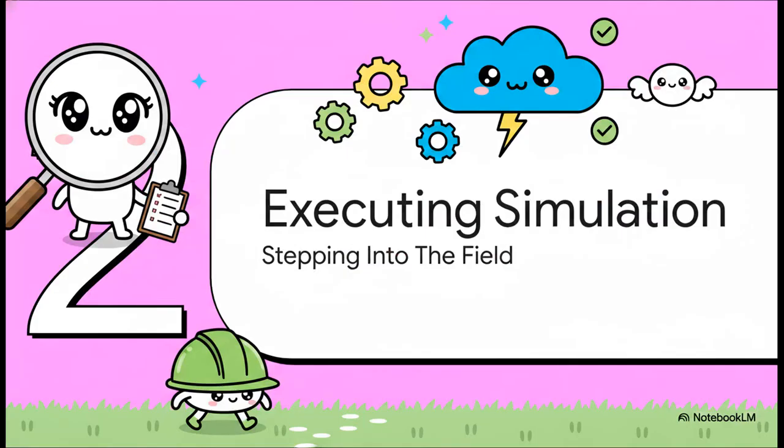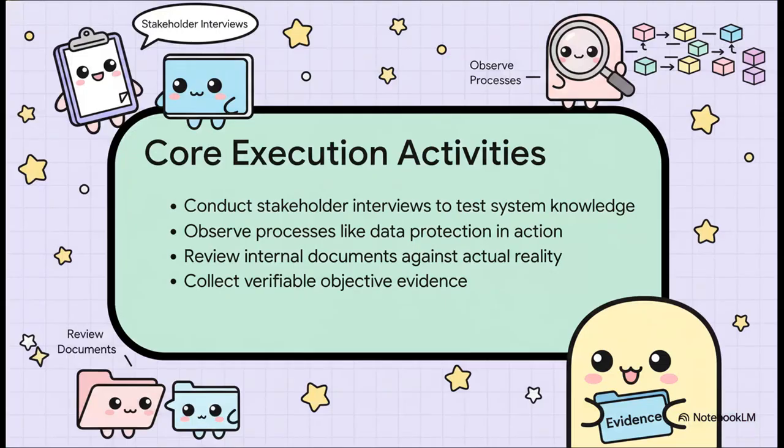All right, moving on to Section 2, executing the simulation in the field. So, once your plan is totally locked in, it is time to head out into the field. This phase is all about those core interactive activities. First, you're going to conduct stakeholder interviews. You'll sit down with AI system administrators, data scientists, and everyday employees just to test their actual knowledge of the AI security processes. Are they just nodding along, or do they truly understand their role in the management system?